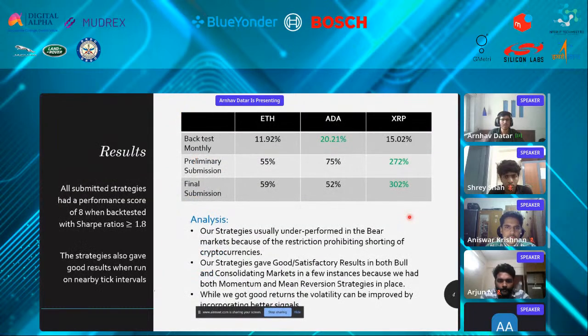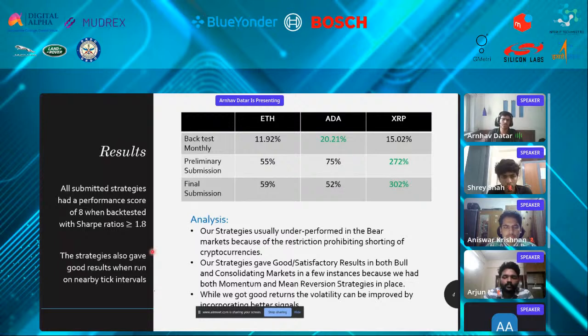Finally, I'll talk a bit about our results. So all submitted strategies had a Mudrex performance score of 8 when we backtested on our platform, and they usually had very good Sharpe ratios greater than or equal to 1.8. As can be seen over here, the monthly returns when we backtested on the Mudrex platform were very good for ETH, ADA, and XRP.